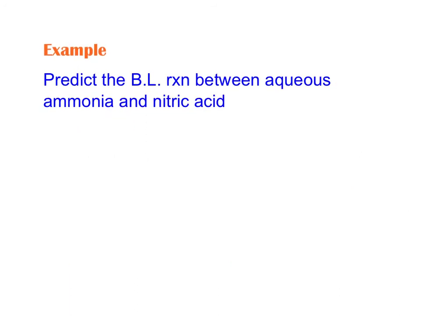Alright, one more here. So, predict the Bronsted-Lowry reaction between aqueous ammonia and nitric acid. So, aqueous ammonia is water, ammonia, NH3. Now, nitric acid is one of the strong acids. It's listed in the top 6 of our chart there.